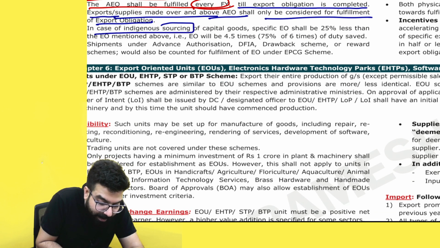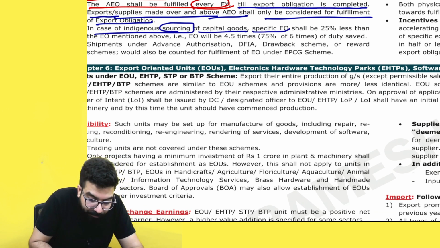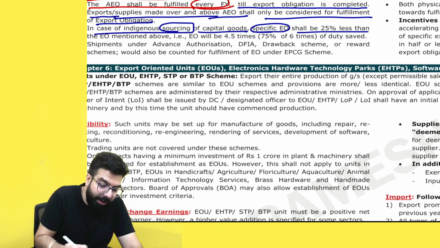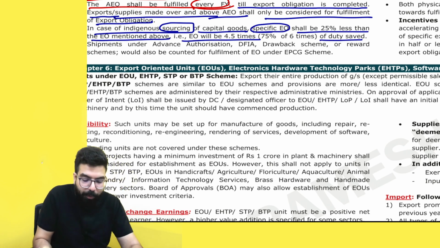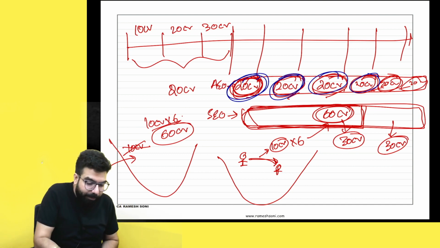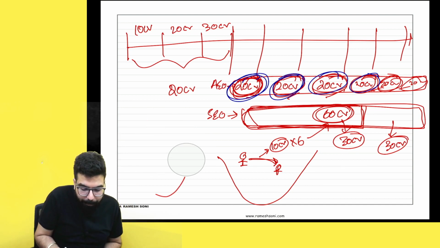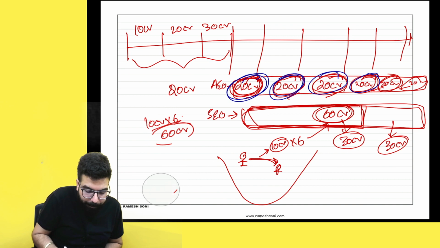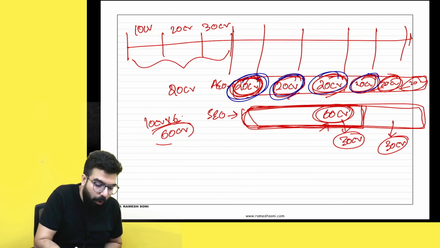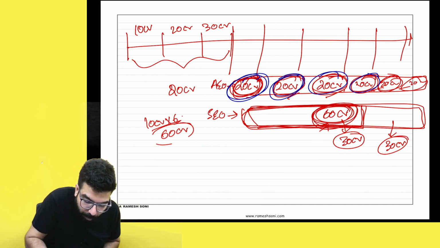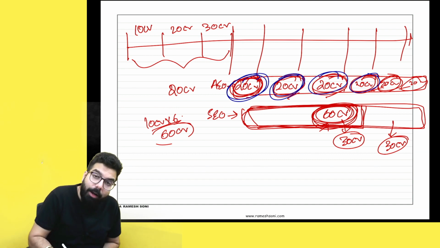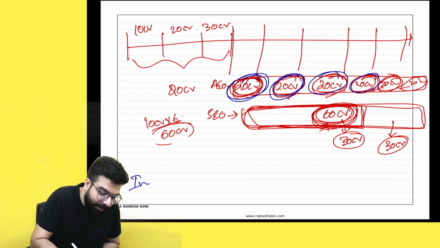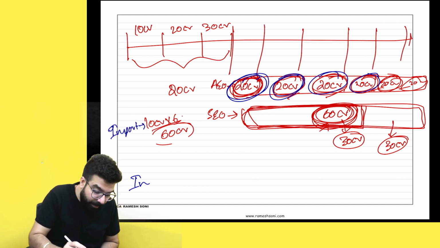In case of indigenous sourcing of capital goods, specific export obligation shall be 25% less than the export obligation mentioned above, that is 4.5 times. Means, sir, see, supposing I had got this capital goods from outside India, I had to go ahead and earn specific export obligation of 60 crore. But if you had got this capital goods not from outside India, but indigenously, whereas if you had imported it, then whatever duty saved multiplied by 6 times.